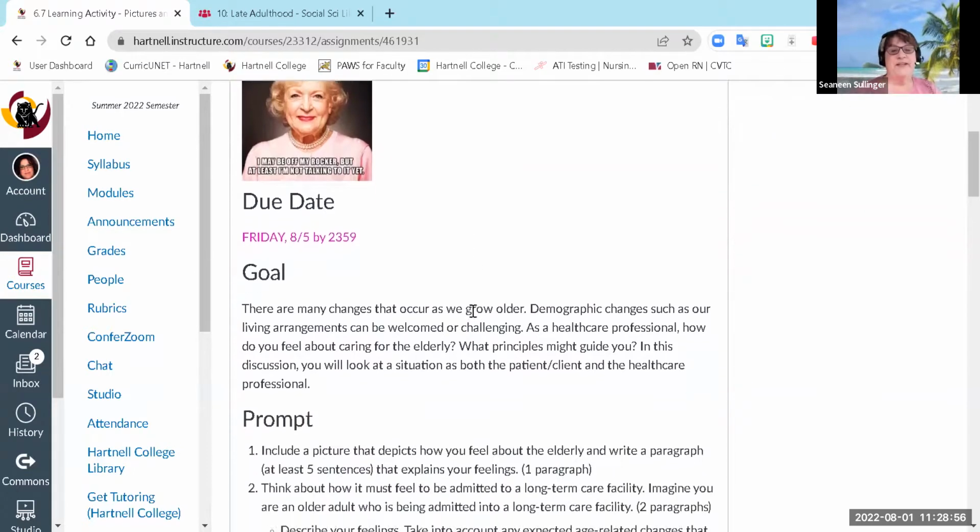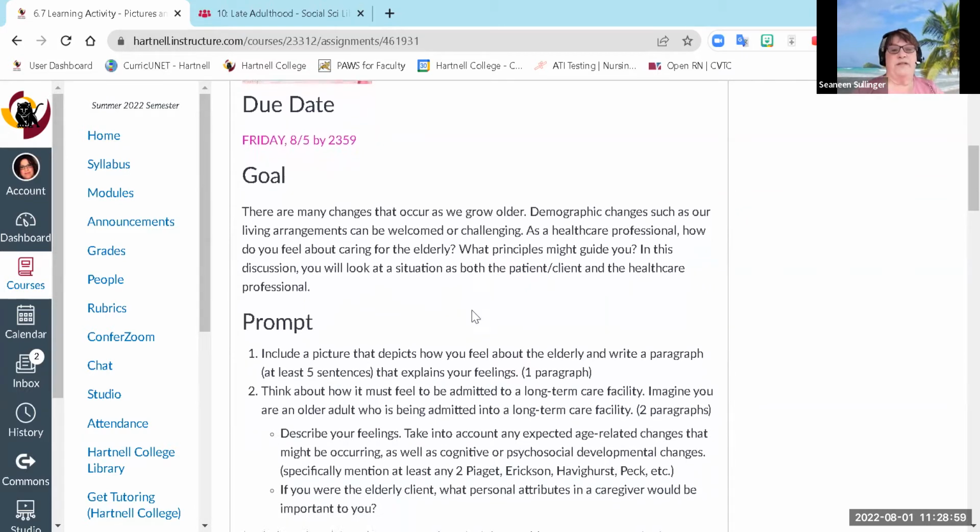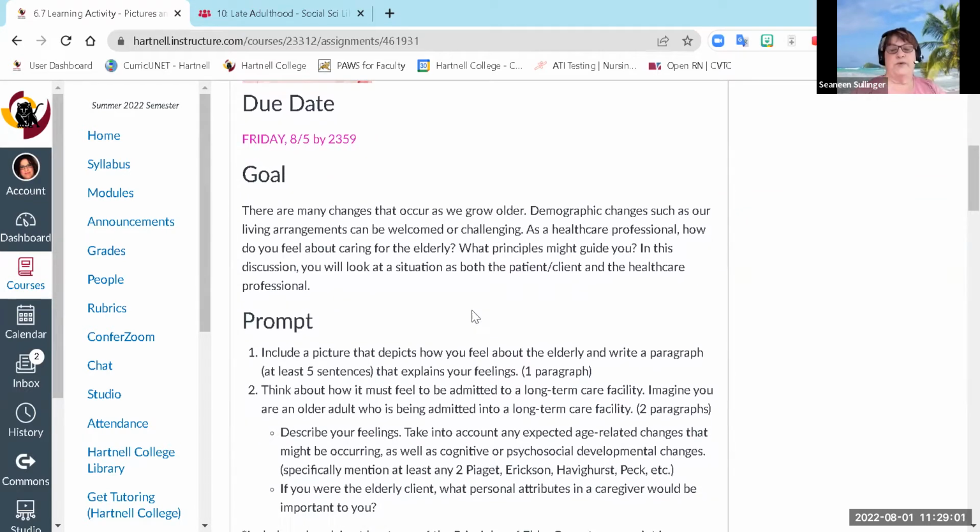For this one, the goal is to look at what it's like to be elderly, and to look at how you feel as a healthcare professional in caring for the elderly, because not everybody likes to care for the elderly. I personally prefer to care for babies and children. I do also care for the elderly, but that's a great thing about healthcare, is that you can choose which age group or multiple age groups that speak to you.